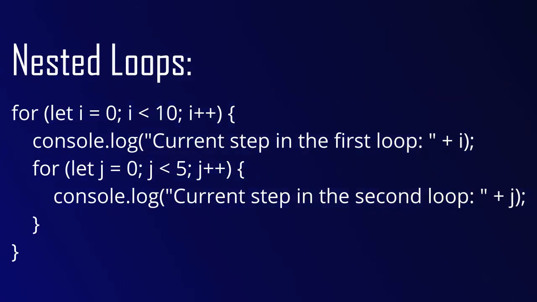It's also possible to put a loop within a loop. This is called a nested loop. And a nested loop looks something like this. The outer loop will run for 10 times, and the inner loop will run for 5 times on each step of the outer loop. This means that a total of 50 actions will take place. And that is one of the main reasons that you should avoid nested loops whenever possible.